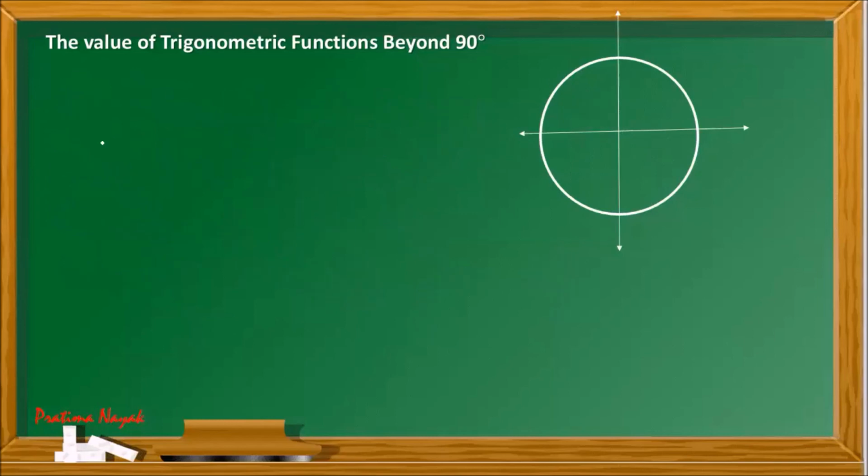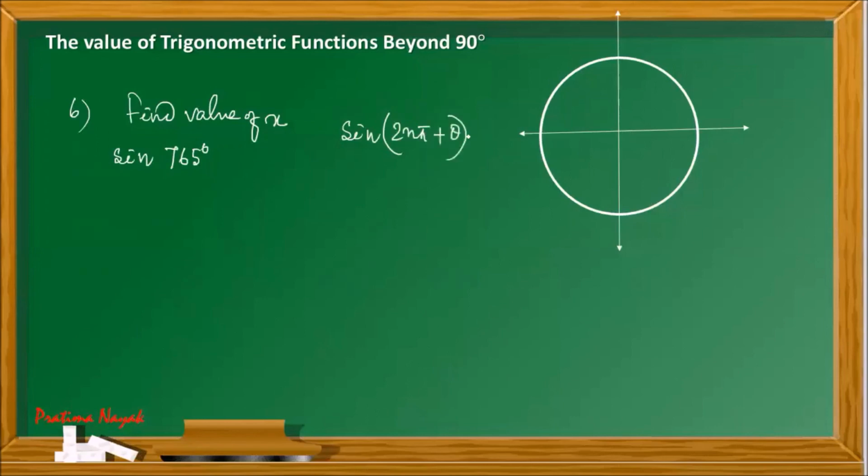Next, coming to finding the values of trigonometric functions, from question number 6. Find the value of sine 765 degree. So here recall the fact that sine of 2n pi plus theta is equal to sine theta, and n is an integer. That means it should be a multiple of 2 pi. Multiple of 2 pi means multiple of 360 degree.